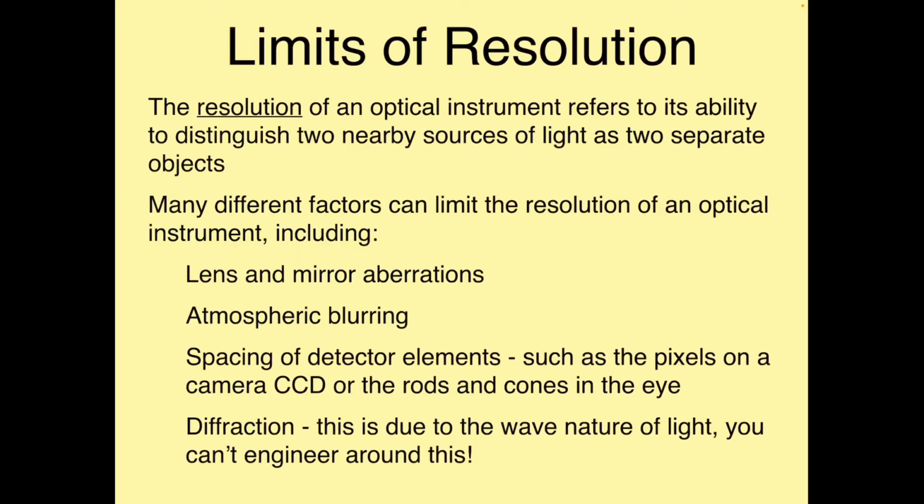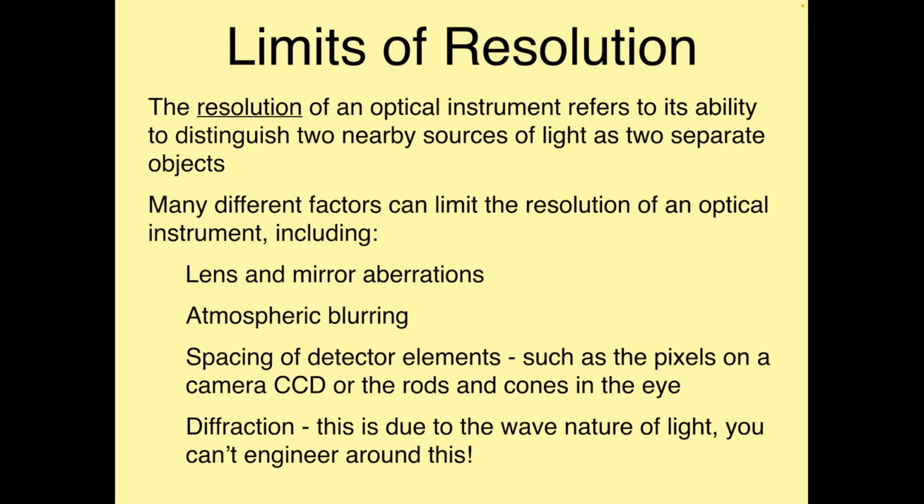So first of all, when we talk about the resolution of an optical instrument, and this can be anything from a camera to the human eye, to a telescope, to a microscope, we're referring to its ability to distinguish two nearby sources of light as separate objects. Okay, so if I have two nearby sources of light, and I can actually tell that they're two different objects and the light is not just blending together, then I'm resolving those objects.